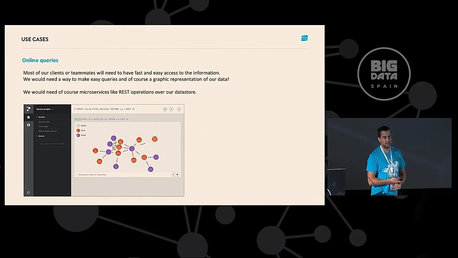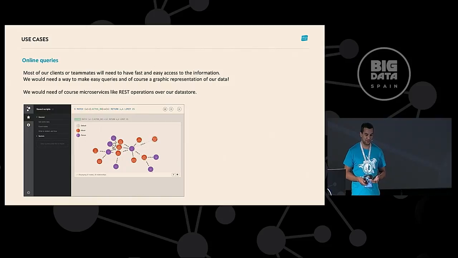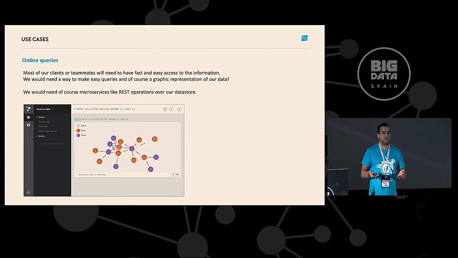The next use case is online queries. Of course, our client or maybe our teammates will need to have fast and easy access to this information. We are working with a massive data set, so during development, we need to offer our teammates a way to access this information, and of course, a way to create microservices and extract information from it, for example, REST services. And even better, if you offer them a way to graphically show this information, it's great.